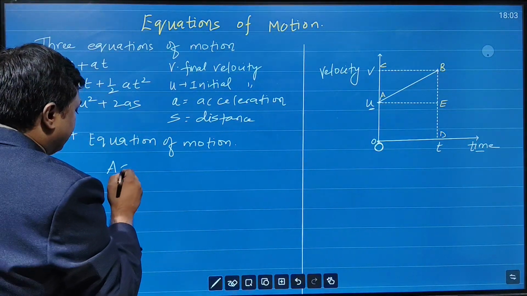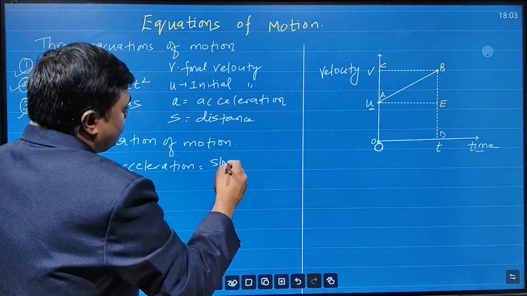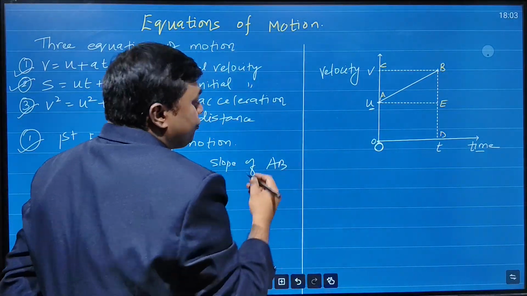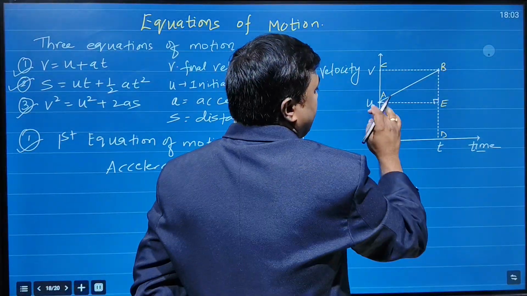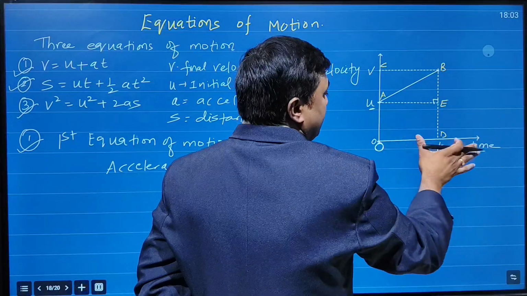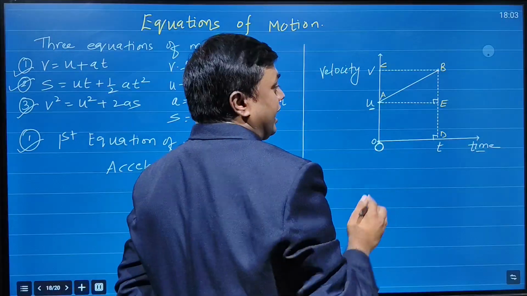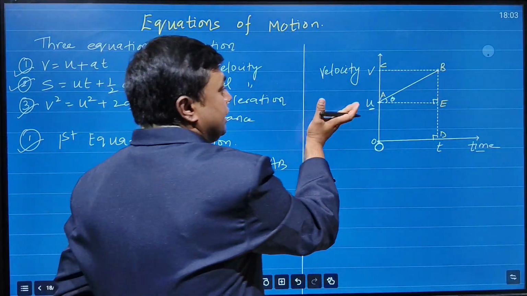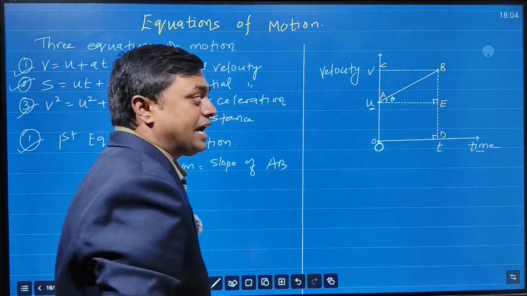So acceleration is nothing but the slope of AB. How do we find the slope? I have taken one perpendicular here: AE is perpendicular to BD, and BD is perpendicular to the time axis. So you can see this is a right angle triangle. Let's say AB makes an acute angle theta with the horizontal direction. So ABE is a right angle triangle.